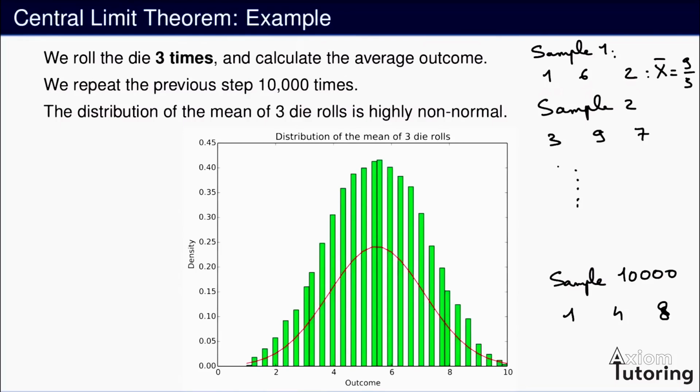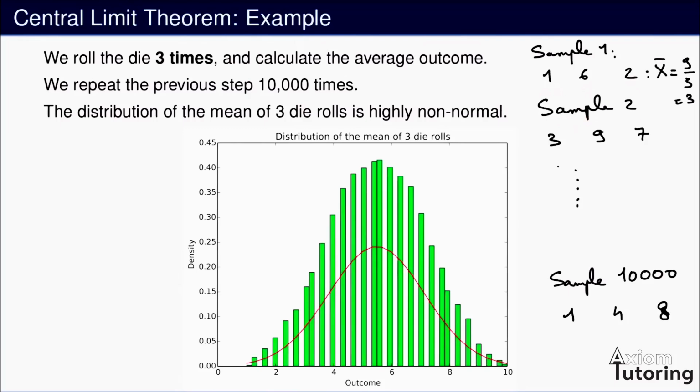So I get 3. So my x bar is equal to 3. I would do that for every single sample, and then I would look at the distribution that I get for all of those results. So what do we see?